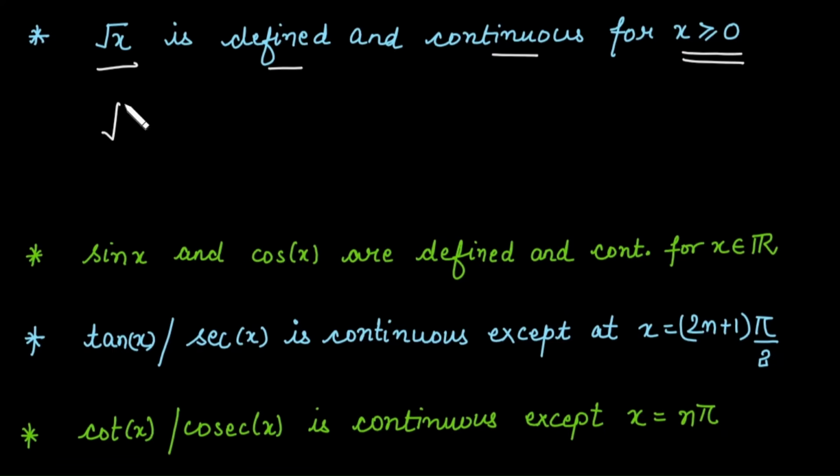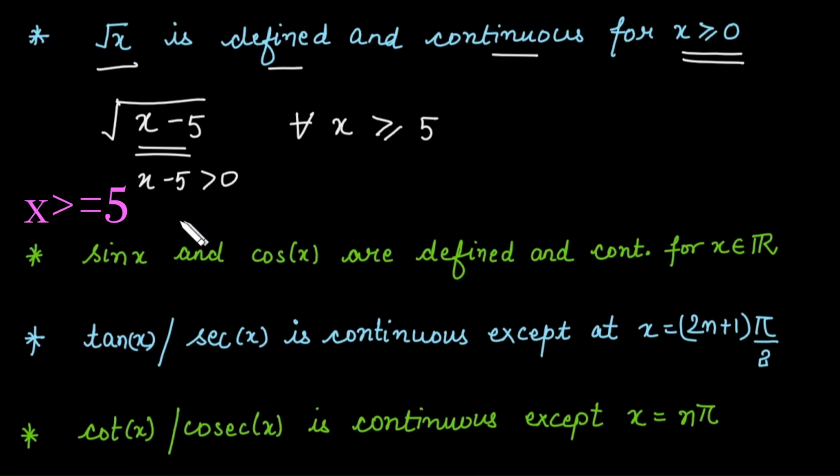But let's take an example. If it is written as root of x minus 5, this function is defined as well as continuous for all x greater than or equal to 5, because this quantity must be greater than or equal to 0. If this quantity is greater than 0, we get the condition x greater than 5. So for every value of x greater than or equal to 5, this function is defined as well as continuous.